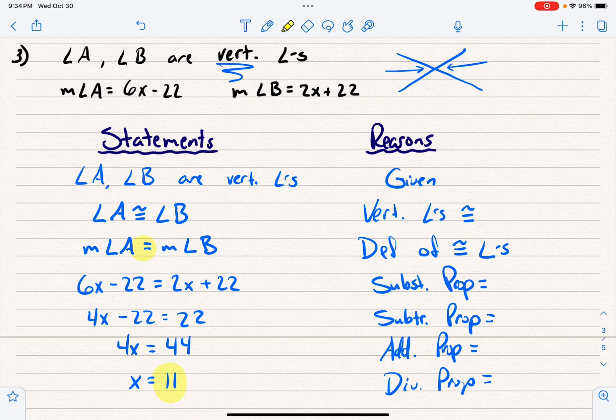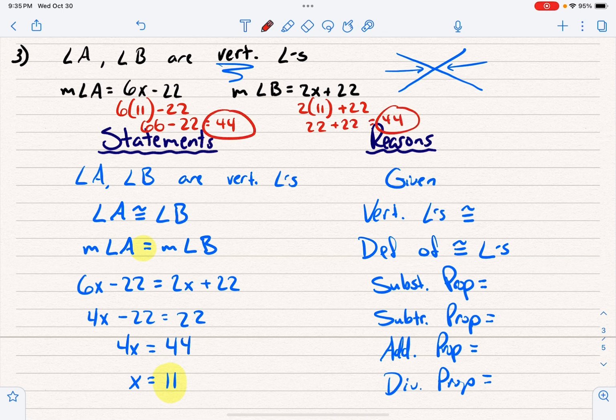And you can always double check to see if this answer makes sense by plugging that back in. We could have done that with the other two problems as well. We didn't. And so we could do that with this one and say, hey, does it make sense that x is 11? Well, 6 times 11 minus 22, 6 times 11 is 66, minus 22 is 44. And what's 2 times 11 plus 22? Well, that's 22 plus 22, which is 44.